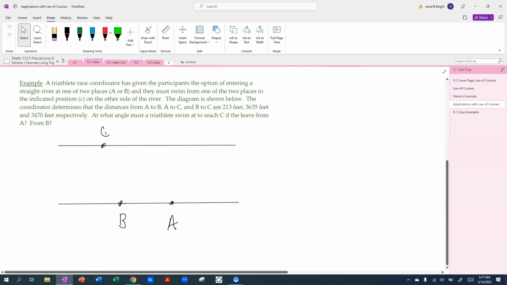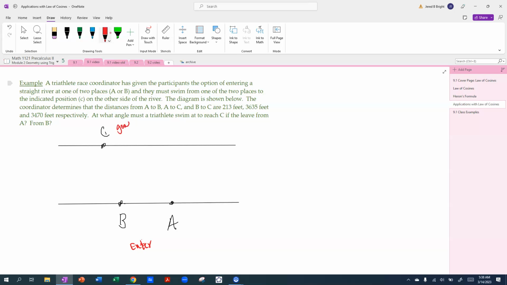Oh goodness, word problems. We were probably hoping we would avoid word problems, but this one is intense. With a lot of these, we just need to go slow and go through the language line by line. A triathlete coordinator has given participants an option of entering a straight river at one of two places. So they enter over here. Then they must swim from one of the two places to the indicated position. So this is their goal. They want to get over here. The diagram is shown below.